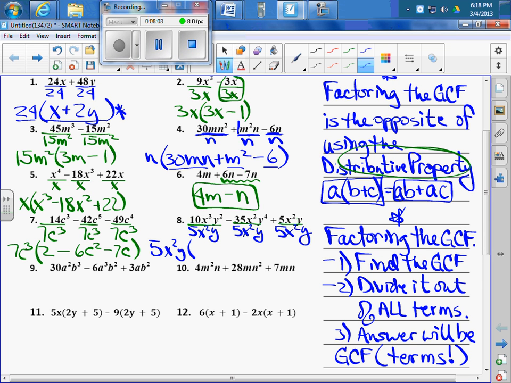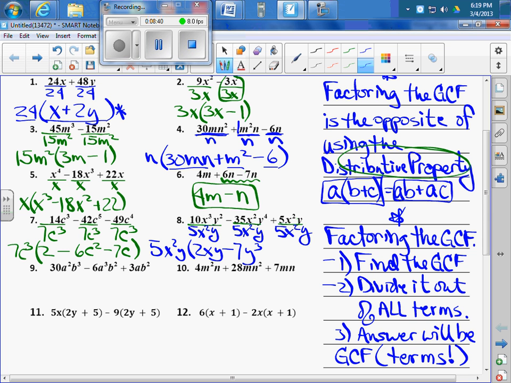And now we divide out all these terms. 10 divided by 5, 2. X to the third over x squared is x. Y squared over y is y. Notice I'm doing these one at a time. Small bites, take it a step at a time, you'll get to your answer. 35 over 5 is 7. The x squareds cancel. Y to the fourth over y is y to the third. And this 5x squared y over 5x squared y, well, they cancel.